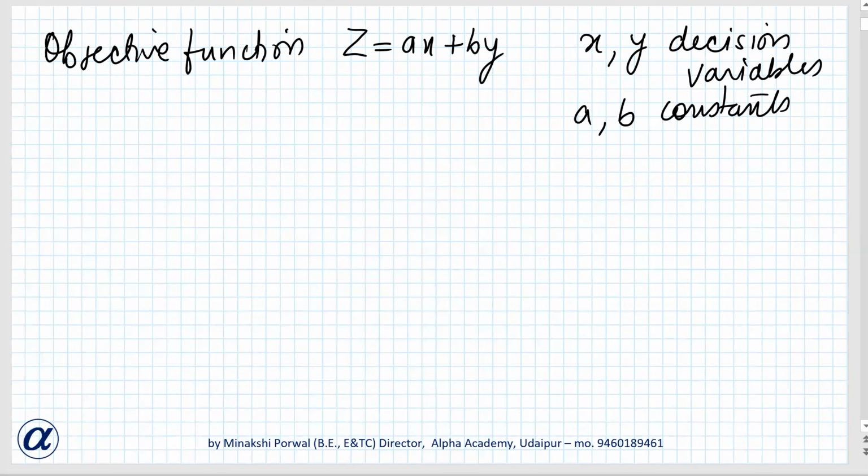Then optimization problem. Constraints we have just now seen.